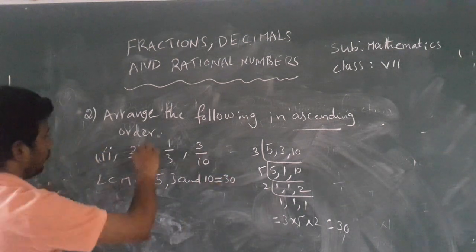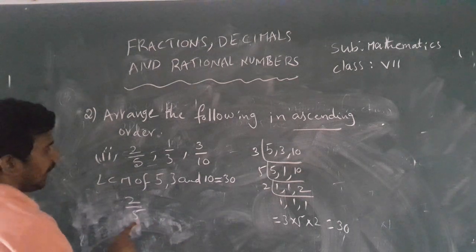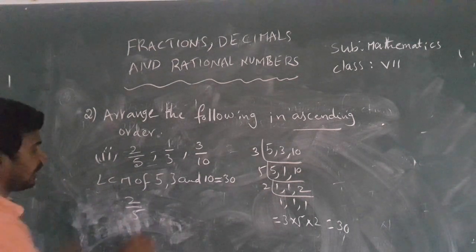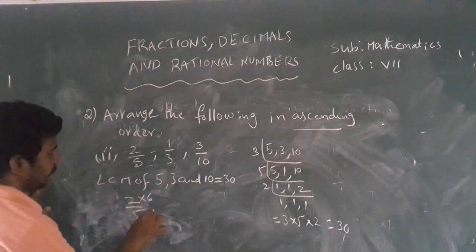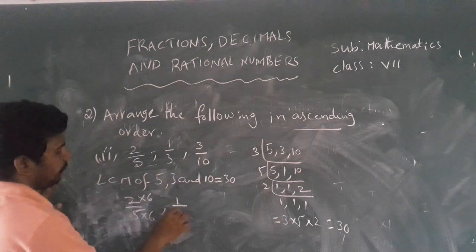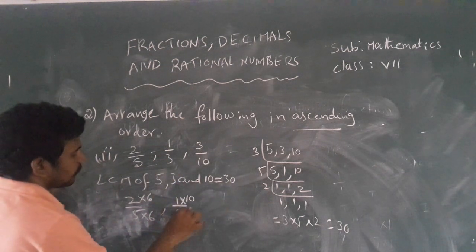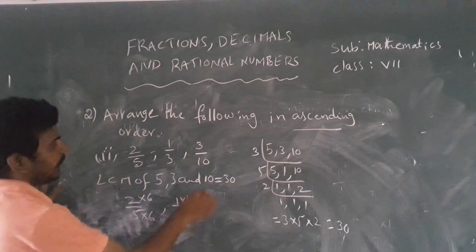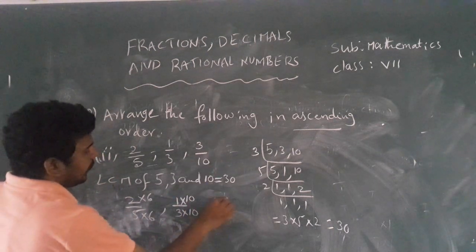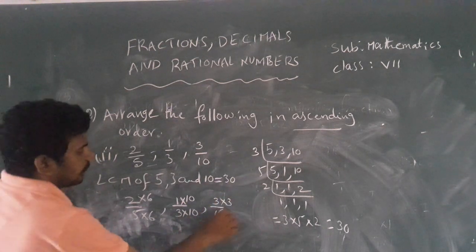Now take 2 by 5. So 5 in 30, how many times divisible? 6 times only. 5 6s are 30. So 6, here 6. Now bring down the second fraction, 1 by 3. This 3 in 30, 10 times. Now bring down 3 by 10. This 10 in 30, how many times, children? 3 times. 10 3s are 30.